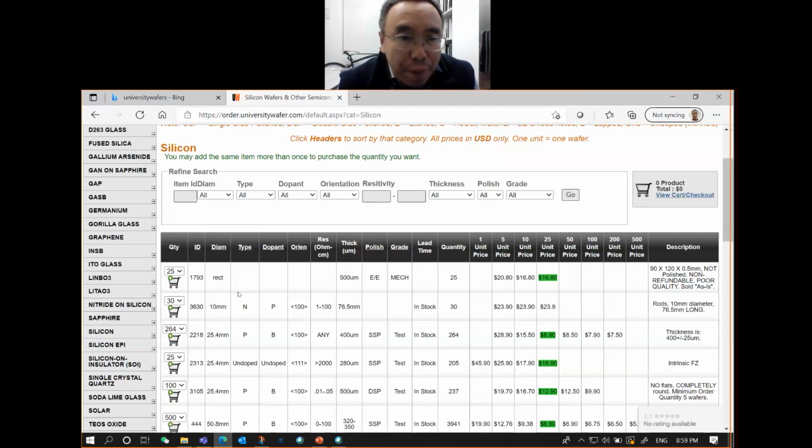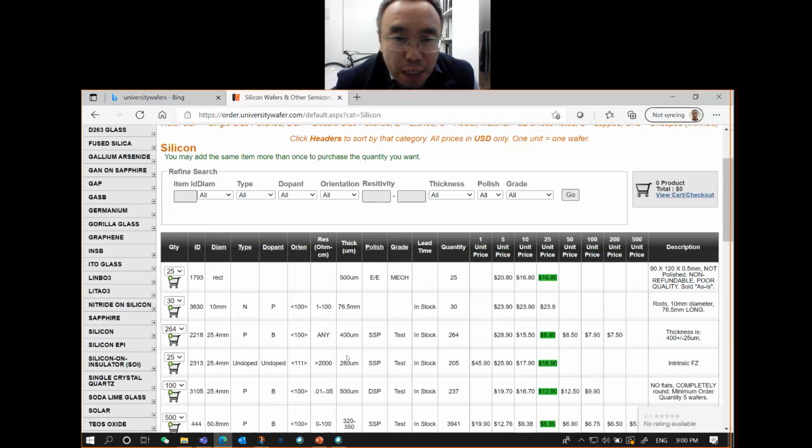Then is the type. We have N-type, P-type, and undoped. For the undoped, I see it is the intrinsic float zone. The other wafers are made by the CZ method, but this one is made by the FZ, float zone method. This is intrinsic and has very high resistivity. This is the orientation of the top surface. Normally we buy 100, but it's also possible to buy 111 wafers. This is the resistivity, intrinsic with higher resistivity.